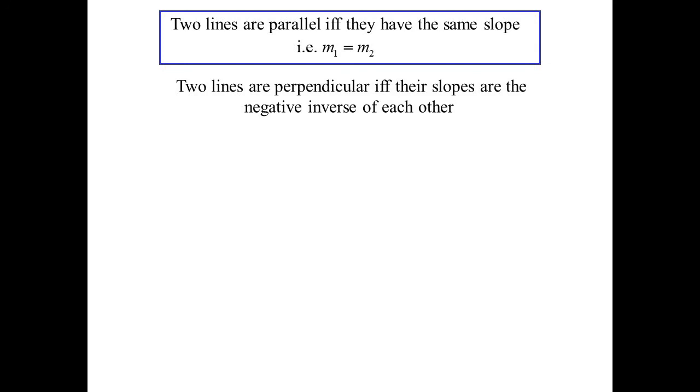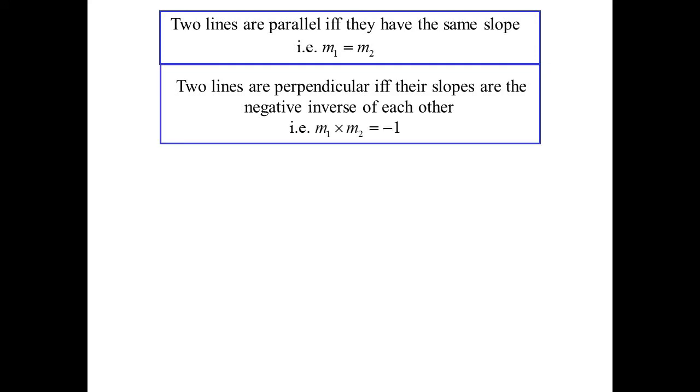Perpendicular, again, it's the IFF, but the slopes would be the negative inverse of each other. Or another way of saying that, they multiply together to give -1.